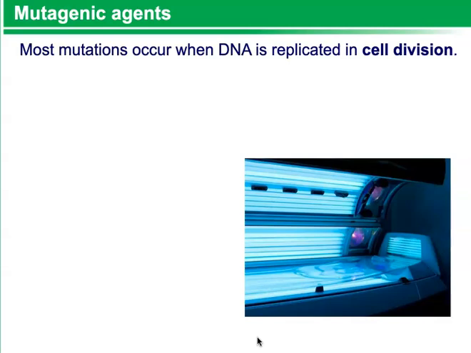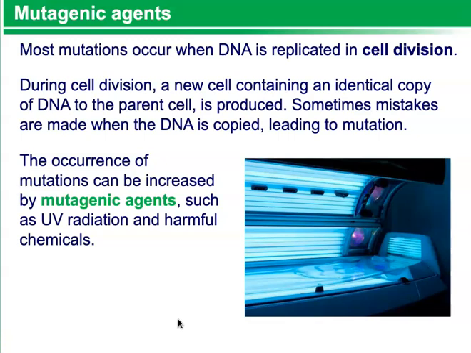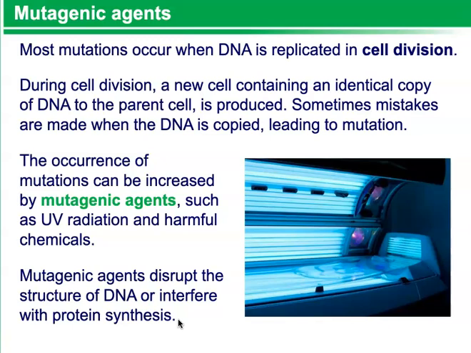Mutagenic agents. Most mutations occur when DNA is replicated in cell division. During cell division, a new cell containing an identical copy of DNA to the parent cell is produced. Sometimes mistakes are made when the DNA is copied, leading to mutation. The occurrence of mutations can be increased by mutagenic agents, such as UV radiation and harmful chemicals. Mutagenic agents disrupt the structure of DNA or interfere with protein synthesis.